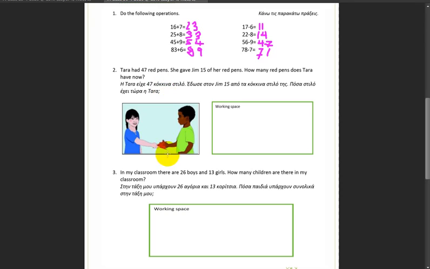So, since you can see here that the girl is giving 15 pens away, since these pens are being given away, they're being taken from the total number of pens she has. So she had 47, and then she gave 15 away. So since they're being taken away, that means I need to do subtraction. I need to do 47 minus 15, and I'm going to do that using the shape.